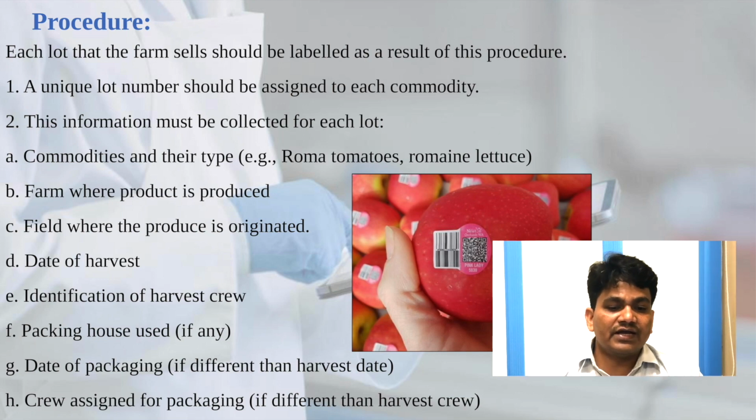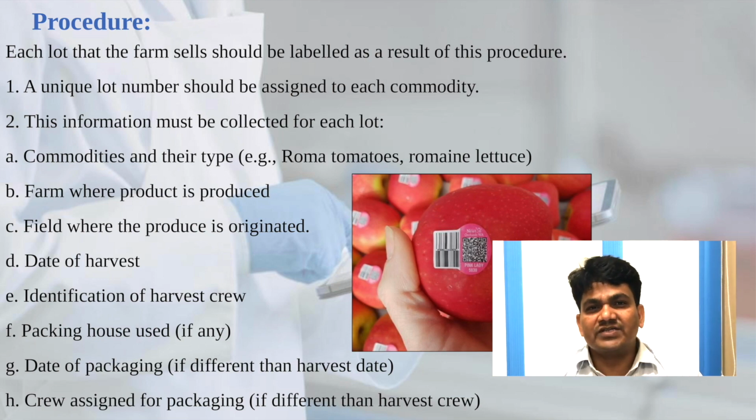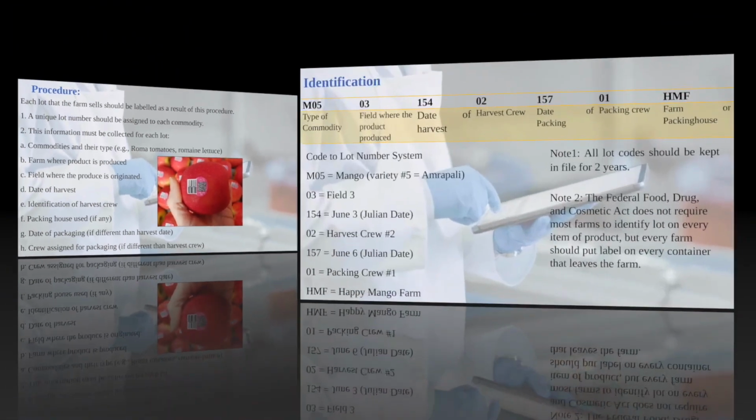If it is different from the harvest date, otherwise generally the packing may be done the moment it is harvested, but sometimes it is different, and that definitely must be mentioned, so that we can know there is a difference between the date of harvesting and the date of packing. Because if there are more differences, definitely we are going to have some compromise with the quality as well. Okay, so the crew assigned for packing, if different from the harvest crew.